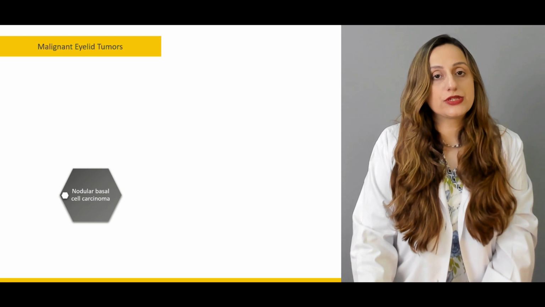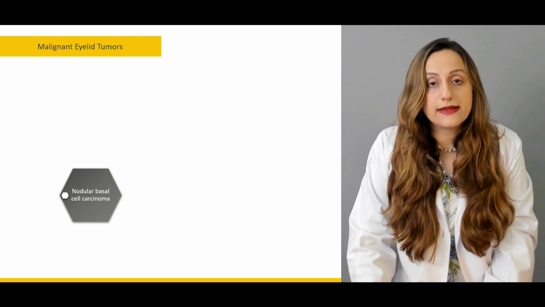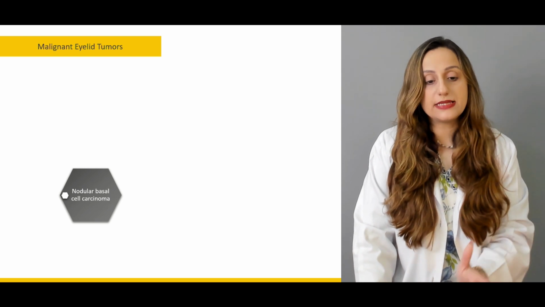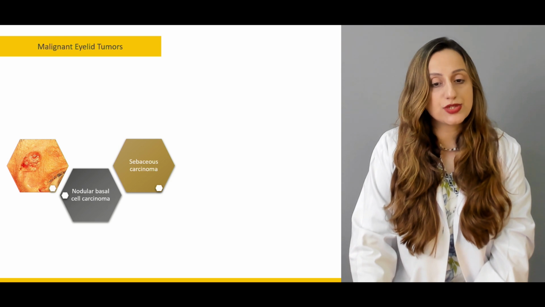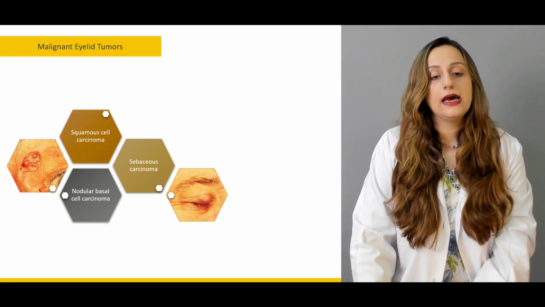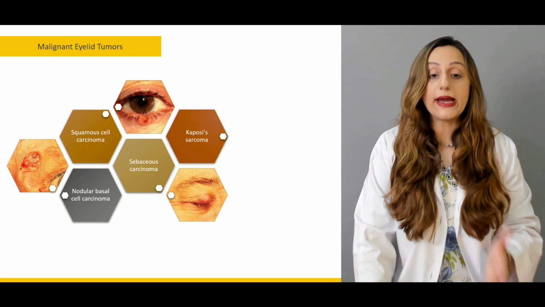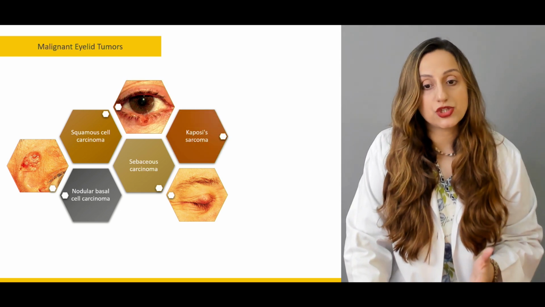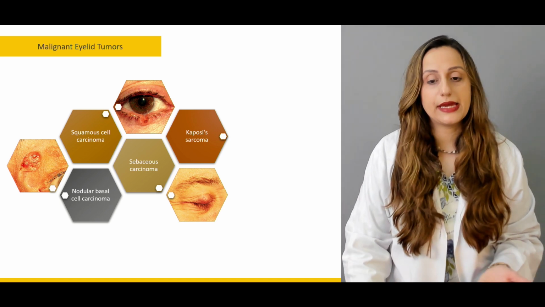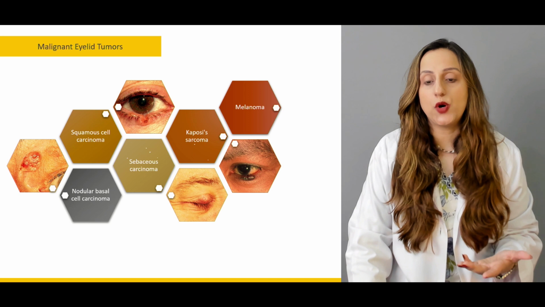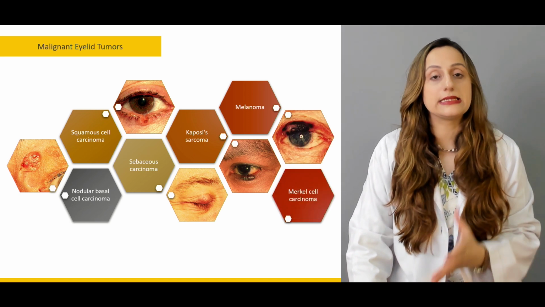First and foremost, we have the most commonly occurring malignancy, that is basically the nodular basal cell carcinoma over here. On the other hand, we have sebaceous carcinomas. Then we have the squamous cell carcinomas, which are again quite aggressive in nature. We have the Kaposi's sarcomas. They're again the growth of an abnormal tissue. We have melanomas, and we have the Merkel cell carcinoma.